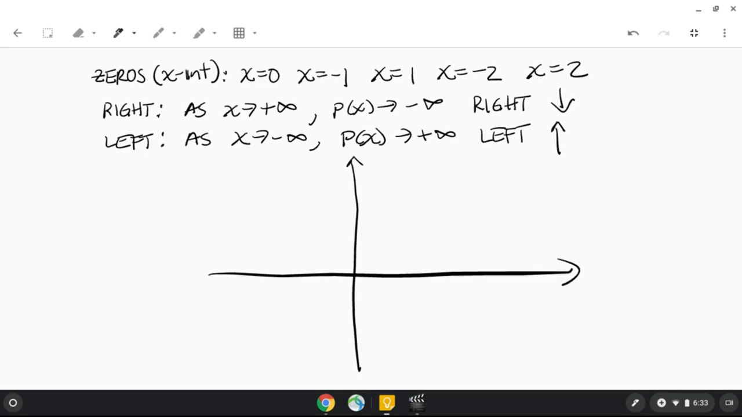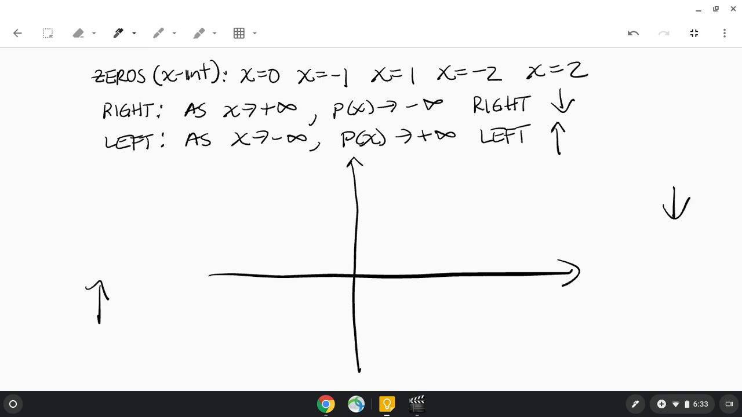Okay, so right-hand behavior will be going down, left-hand behavior should be going up. I have intercepts at 0.